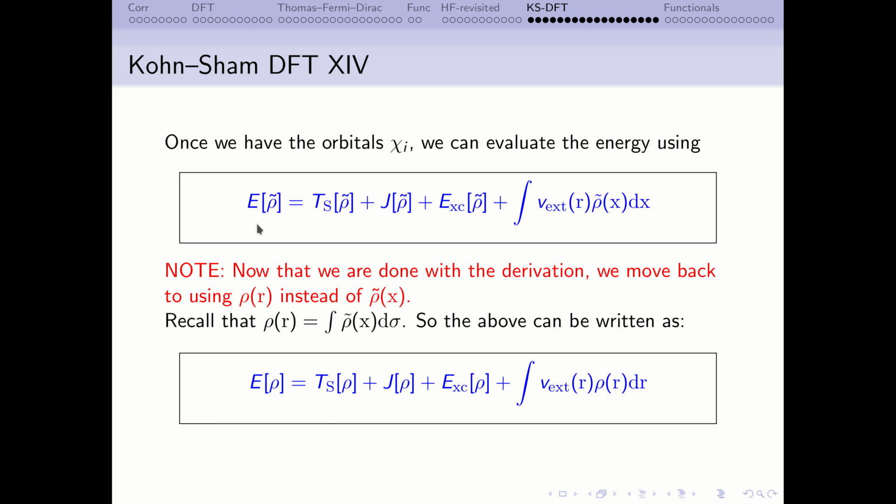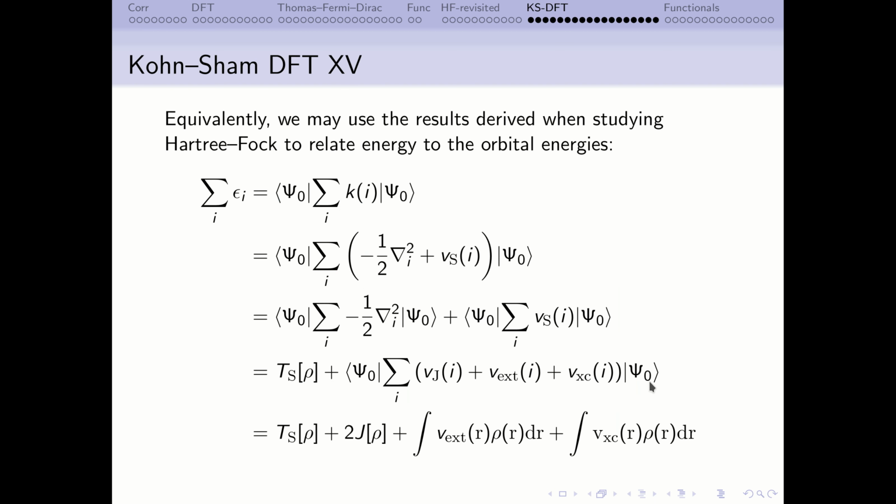Alright, so that lets us write down the Kohn-Sham energy as a kinetic energy part, a Coulomb part, an unknown exchange correlation part, and the part with the external potential. Now this is all written in terms of this density rho tilde, which is before the spin integration. Once we've got the form of the Kohn-Sham energy, we can then perform the spin integration to write it in a more conventional form in terms of the density itself. And that's the form we're going to use from now on.